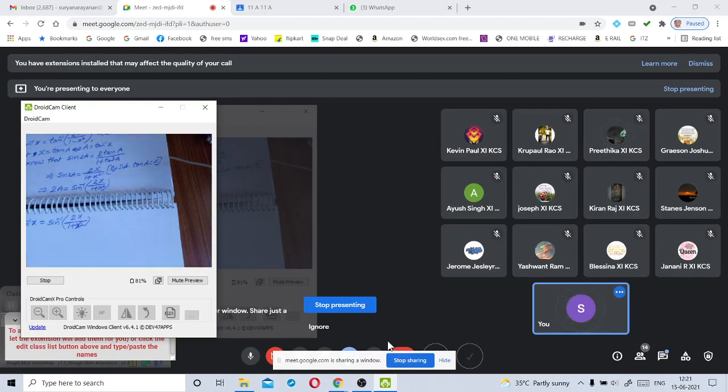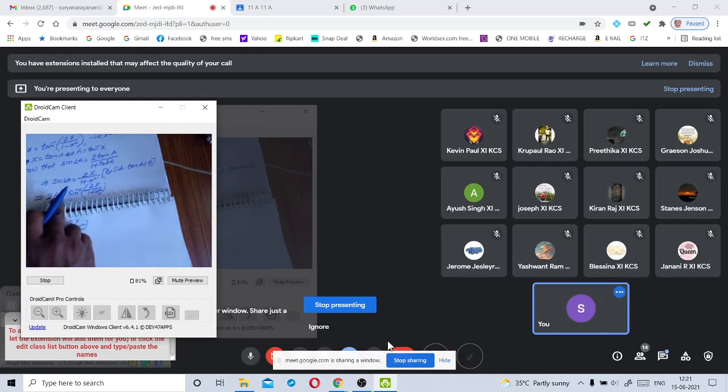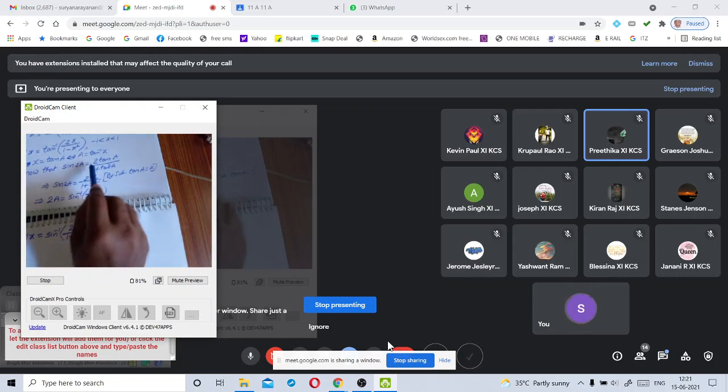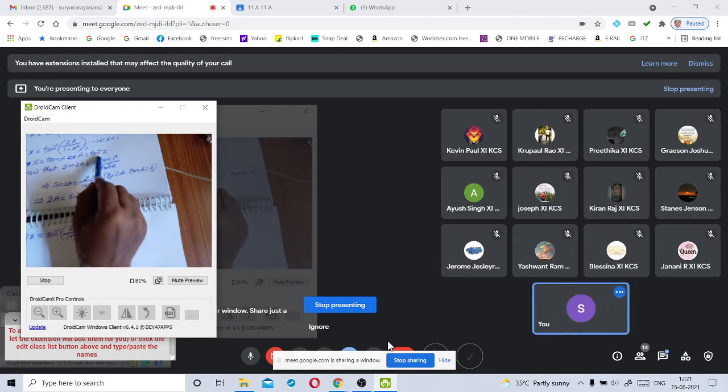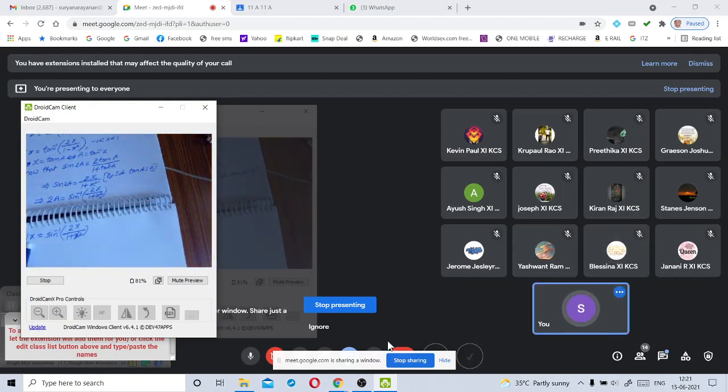Sir, can you repeat the step after 2A is equal to sin inverse? What is A here? A is equal to tan inverse of x, sir. Yes, tan inverse x. So in the LHS, I substituted A is equal to tan inverse x.